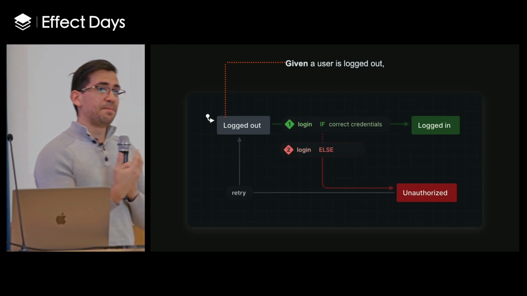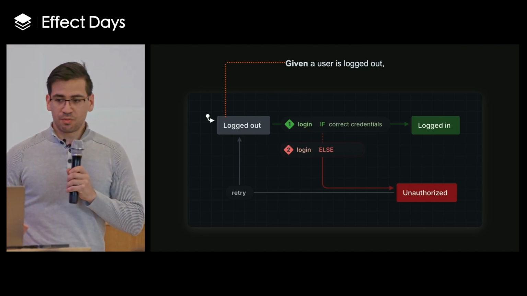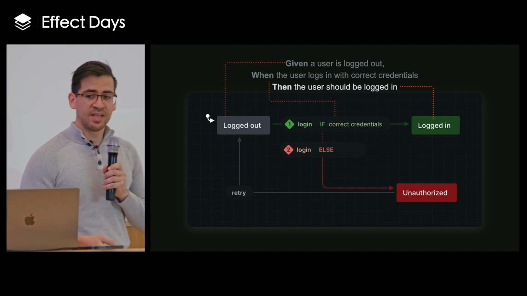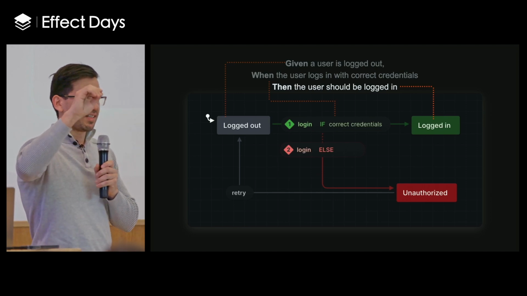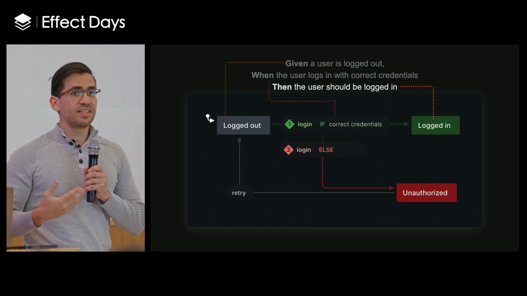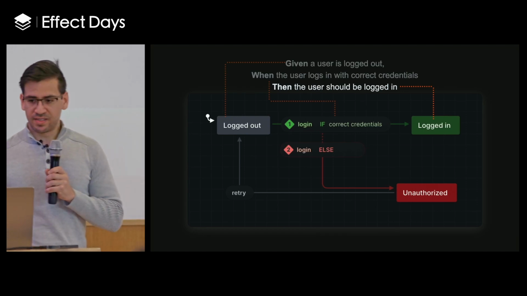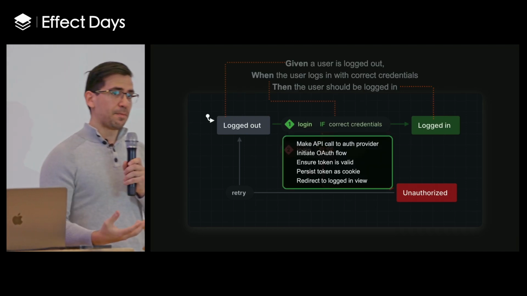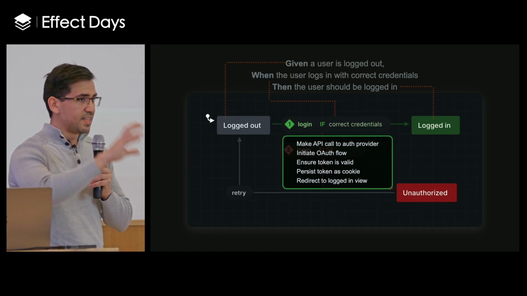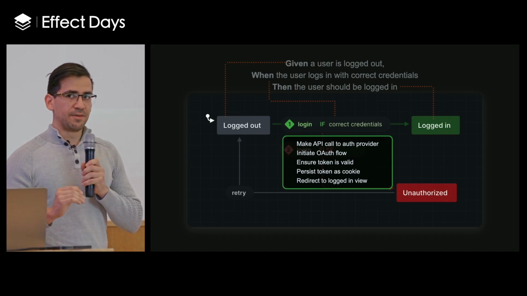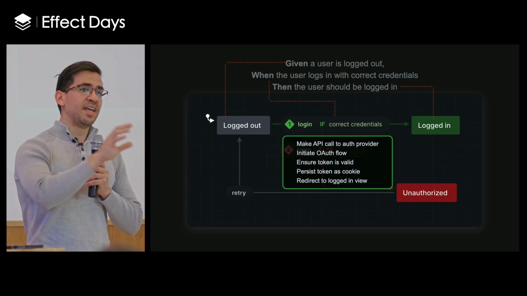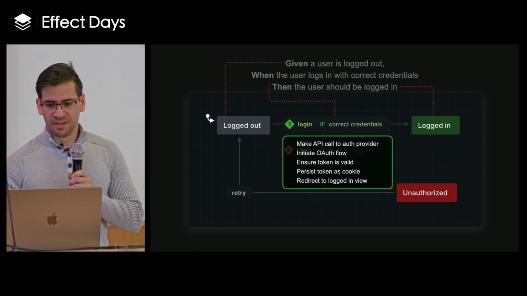But yeah, so it maps directly to user requirements. So given the user is logged out, when the user logs in with the correct credentials, then they should be logged in. So it's that classic given, when, then format that can be easily translated for non-technical stakeholders. And of course, as a developer, you could zoom into the different parts of the state machine and say, OK, this part has to do all of these different things.